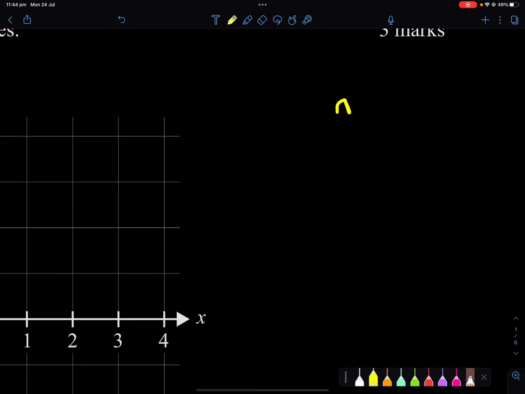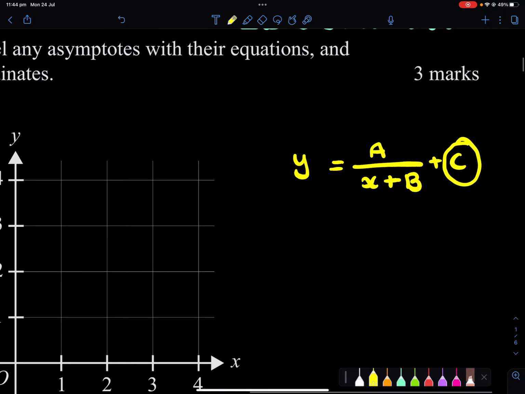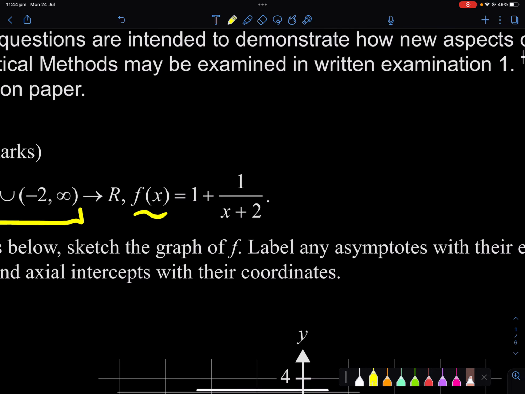It is in the form a over x plus b, plus c. So let's say this is our rectangular hyperbola. It's normally in this form. We have two asymptotes, an x asymptote and a y asymptote. Our y asymptote, which is our horizontal asymptote, is always this value over here. It is your c value. For example, if we look over here, what's our value? It's this 1 over here. So we know that we have an asymptote at y equals 1.